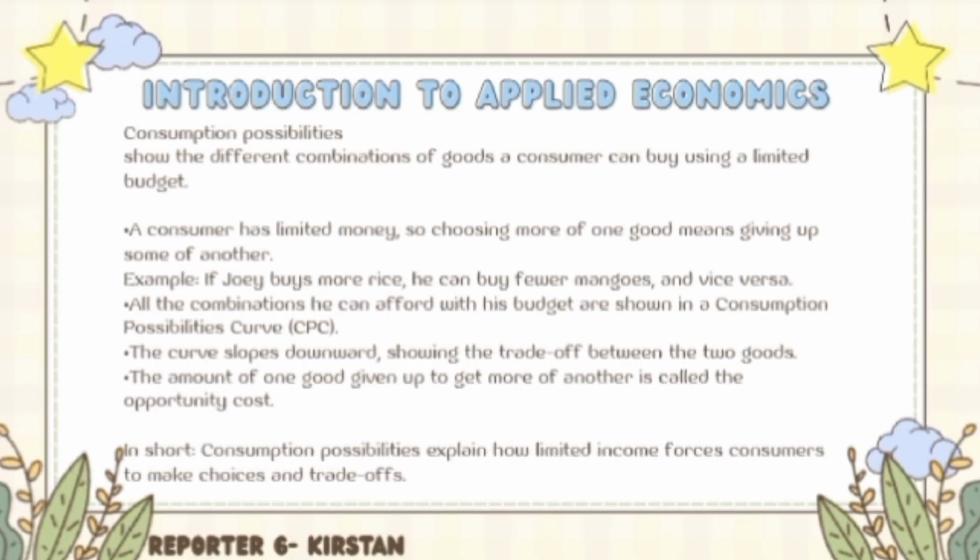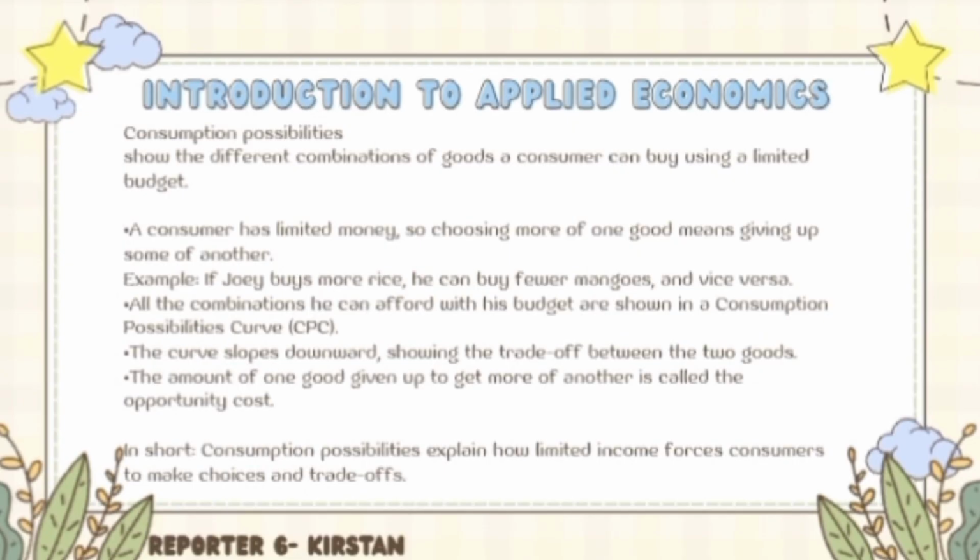So next, all the combinations he can afford with his budget are shown in a consumption possibilities curve, or CPC. The CPC is a line or graph that shows all the choices Joey can afford with his money. The curve slopes downward, showing the trade-off between the two goods. The line goes downward because getting more of one good means getting less of the other. This shows a trade-off. You give up something to get something else.